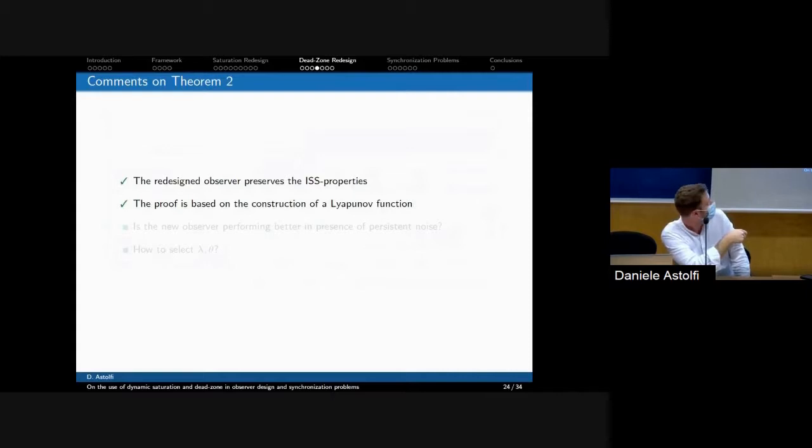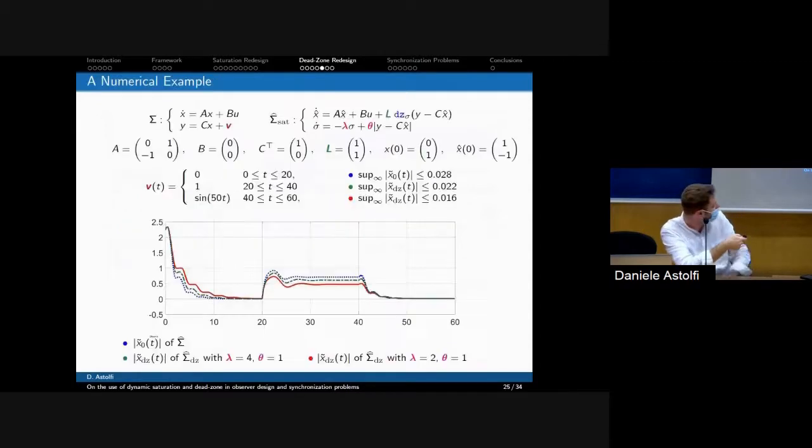So the previous theorem shows how to preserve the ISS property and gives a sufficient condition for the choice of the two parameters that characterize the dynamics. The proof is again based on a construction of a Lyapunov function. Again, two questions arise. Is the new observer performing better in presence of persistent measurement noise? Second question, how to select these parameters in practice.